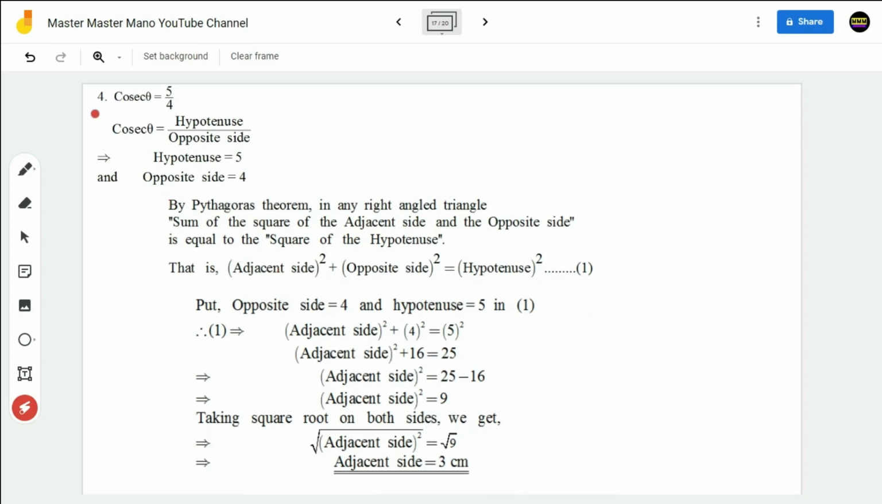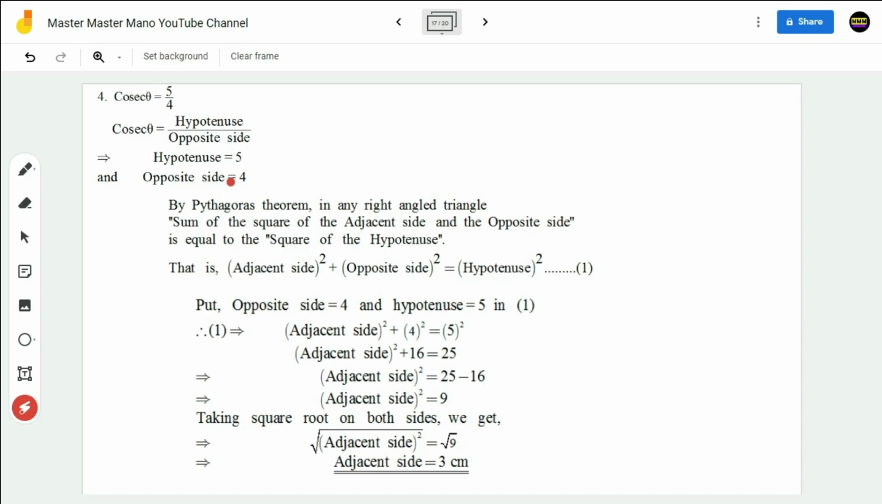Now, let us go to the fourth problem. Cosecant theta equal to 5 by 4. For cosecant theta, we have the formula hypotenuse by opposite side. The numerator is hypotenuse and the denominator is the opposite side. For the given problem, cosecant theta equal to 5 by 4, we have the hypotenuse as 5 and the opposite side denominator is 4. Hence, in a right angle triangle, we were given the length of the hypotenuse and the opposite side. The length of the adjacent side is not given.